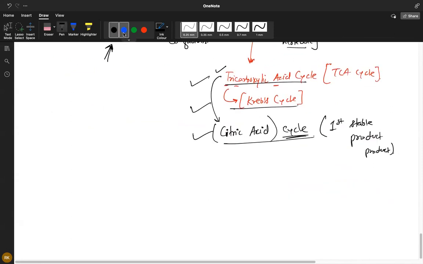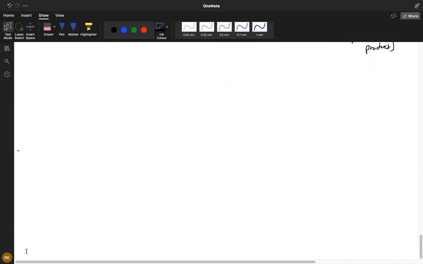Okay, so let's see what's happening to this pyruvate and why the acetyl CoA is made. Okay, so I will be starting today with TCA cycle, also known as tricarboxylic acid cycle or citric acid cycle or Krebs cycle, right?